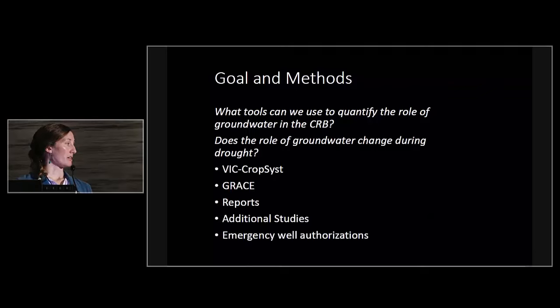So I'll begin by talking about an activity happening at Washington State University, coupling a hydrology model with a cropping systems model. I'll show that in comparison to remote sensing observations from GRACE, and then look at additional reports and studies from the State of Washington Department of Ecology specifically, and also some reports of emergency well authorizations that are authorized during drought in the state of Washington when the governor declares drought. And the next talk will actually be focusing in on well authorizations for drought in the Yakima River.